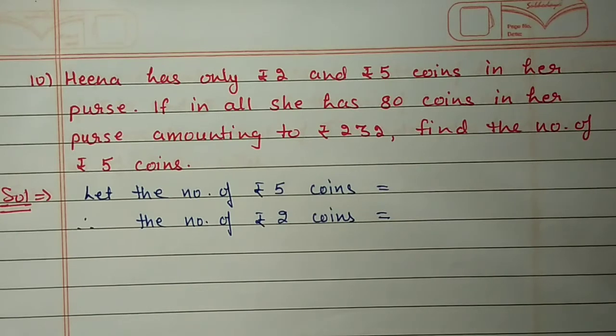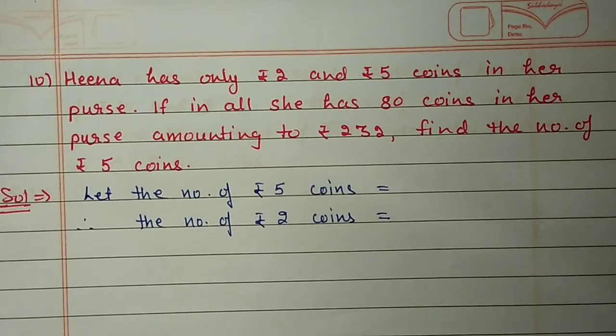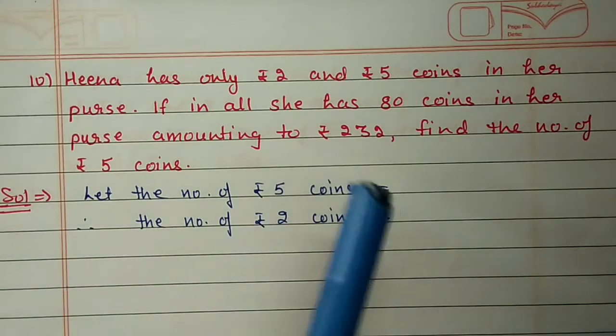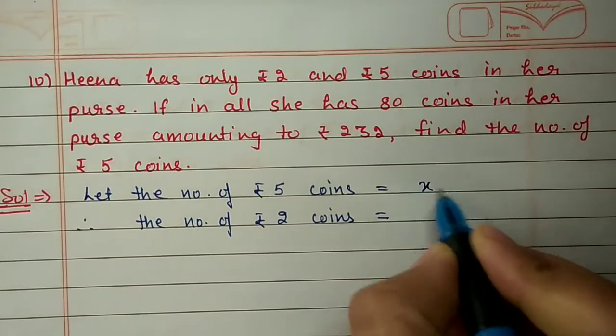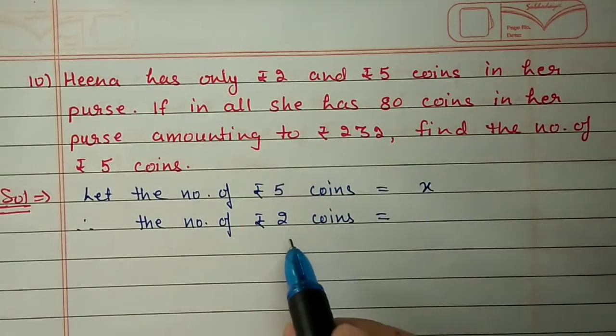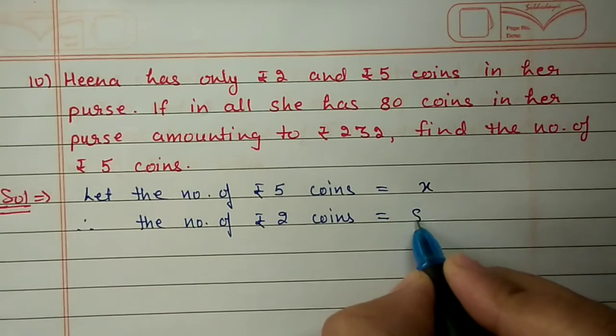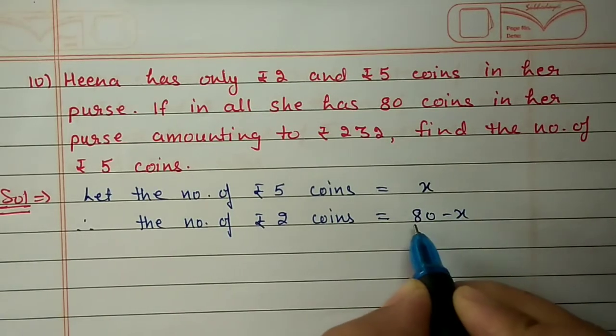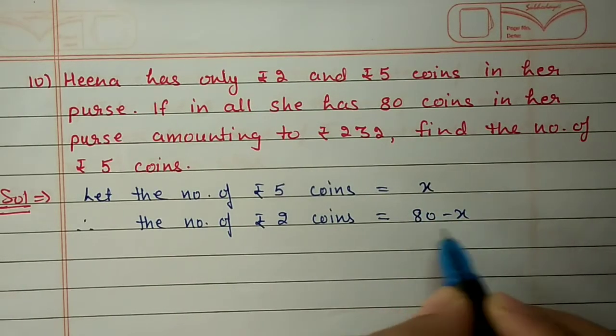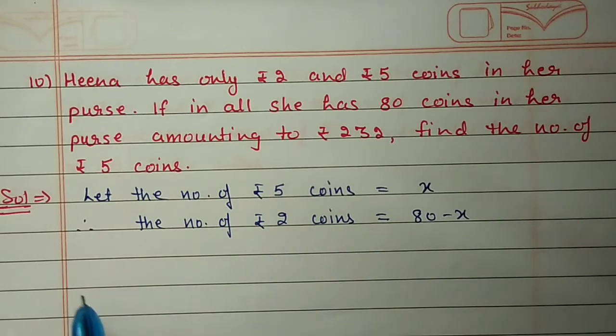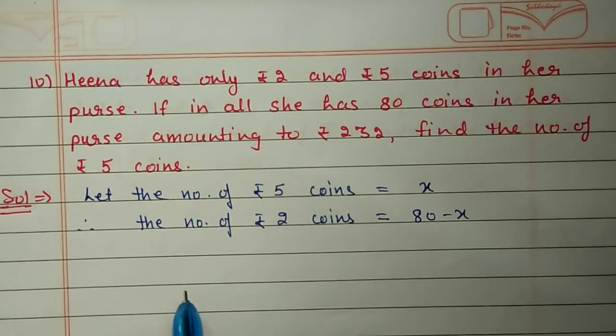Next, question number 10. Hina has only 2 rupee and 5 rupee coins in her purse. If in all she has 80 coins in her purse amounting to 232 rupees, find the number of 5 rupee coins. So let the number of 5 rupee coins be X, because in total she has 80 coins, so 2 rupee coins will be 80 minus X. From the total coins, if we remove 5 rupee coins, the remaining will be 2 rupee coins. Now we will find out the value of 5 rupee coins.